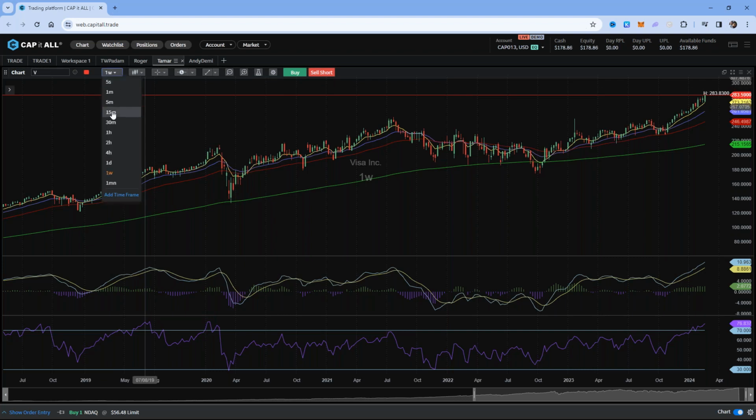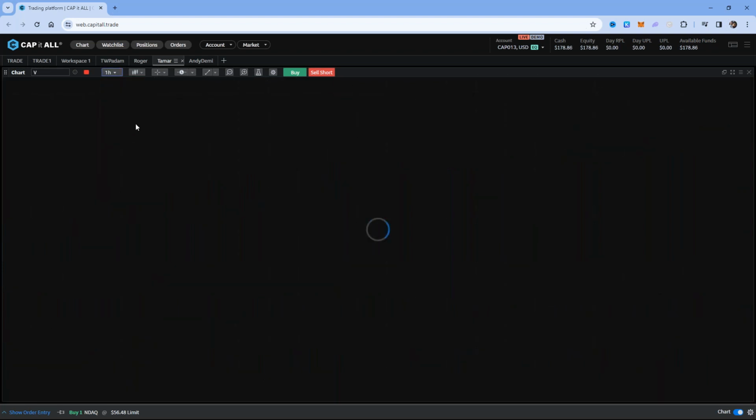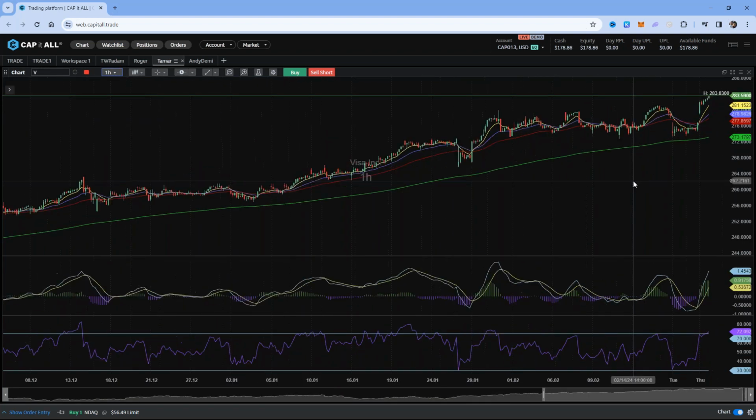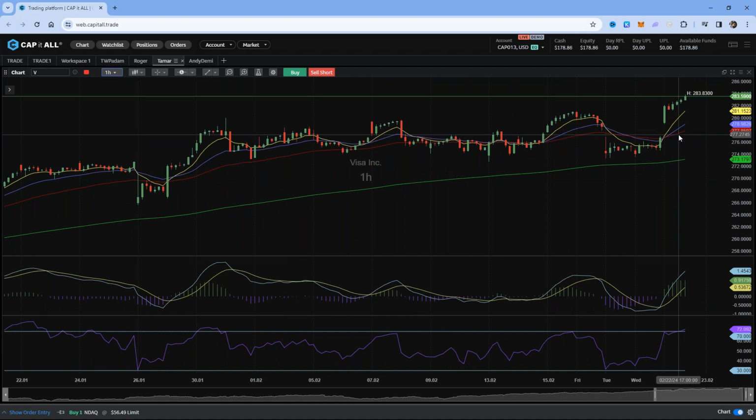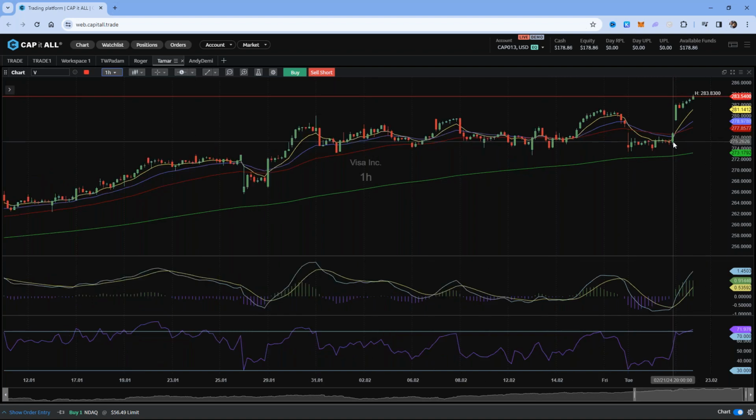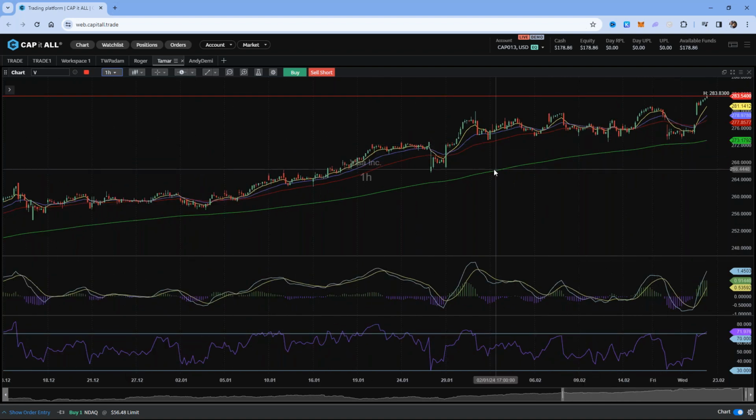Let's have a little look to see if there's any gaps on this one as well. Yeah, we do have a little gap, so that gets filled around 277. I think that's a good value area. I think that's a pretty decent area, around that sort of 277, for a potential long.